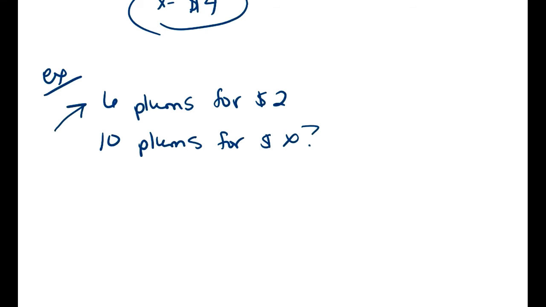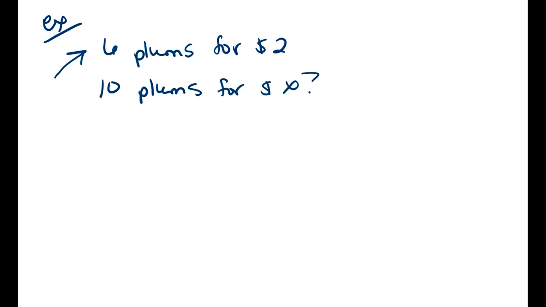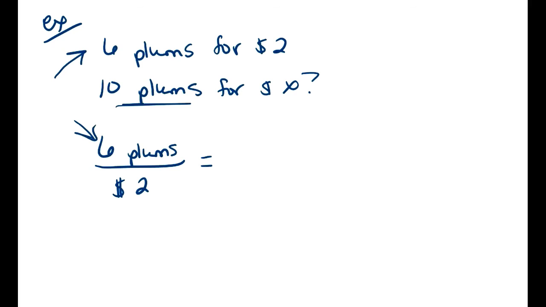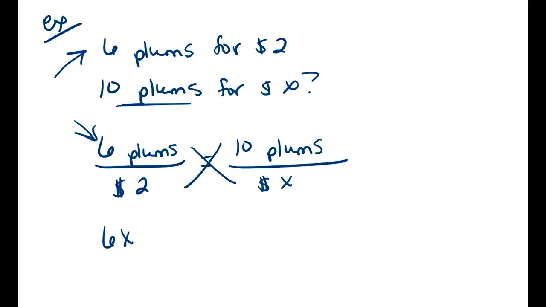Okay, so you're going to set up with the two values that we know for sure. That gives us the ratio in order to make the conversion. So you have 6 plums for $2. Now, again, plums are on top, so I better put plums on top over here. And what you're looking for is how much that's going to cost. Okay, so now we're going to set up our cross products. We're going to do 6 times x. That's going to equal 2 times 10. 6x equals 20.